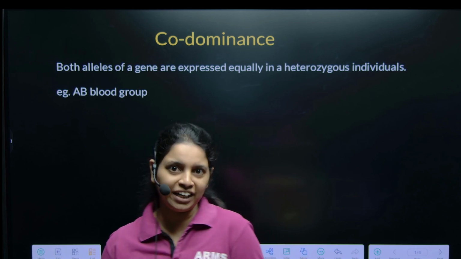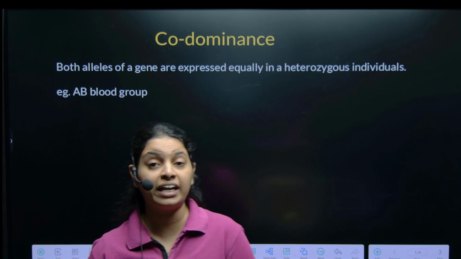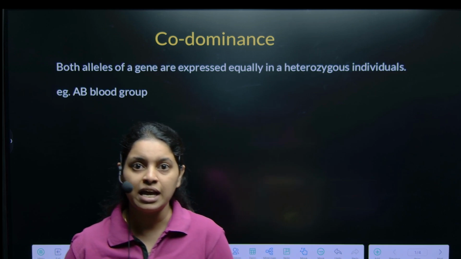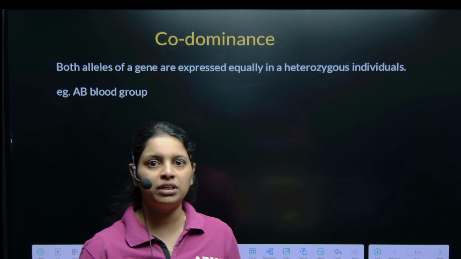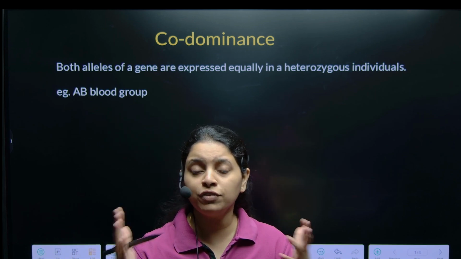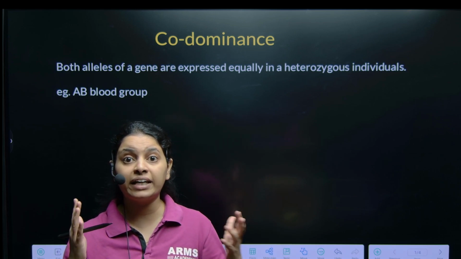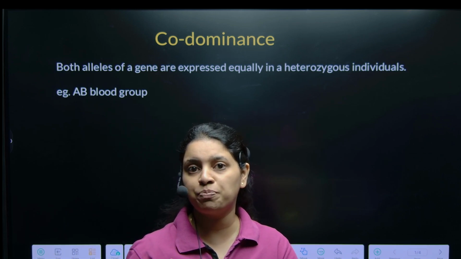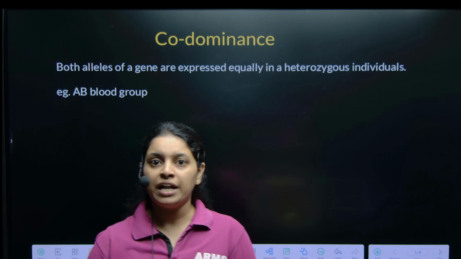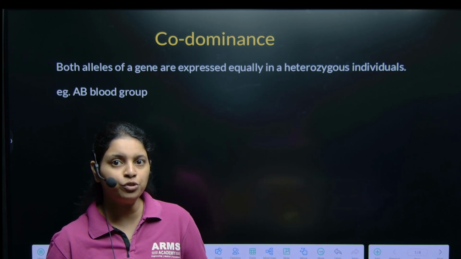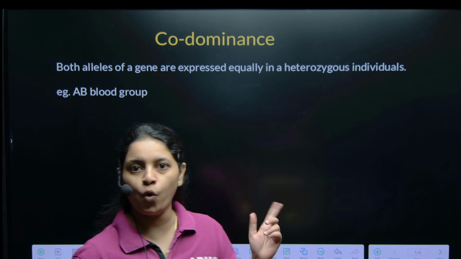Then in the next video lecture, we also studied an exception to the law of dominance, that is incomplete dominance, wherein none of the alleles or none of the parental characters was completely expressed in the offspring. Now we will see another exception to the law of dominance, that is codominance.